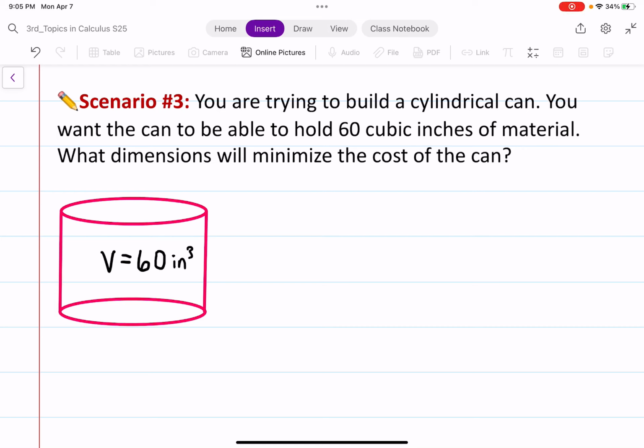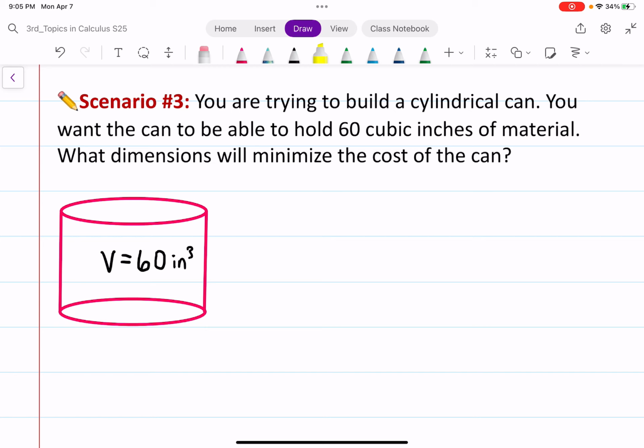All right, in scenario 3, we're going to look at a can, a cylindrical can, okay? So it talks about holding 60 cubic inches of material. So inches cubed is volume, so that tells me we're definitely dealing with the volume formula of a cylinder. And it tells us that that is 60, so I can go ahead and actually plug in 60 there. And then it says, what dimensions will minimize the cost of the can?